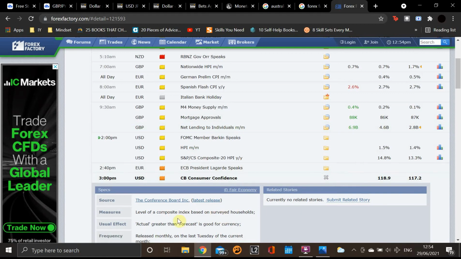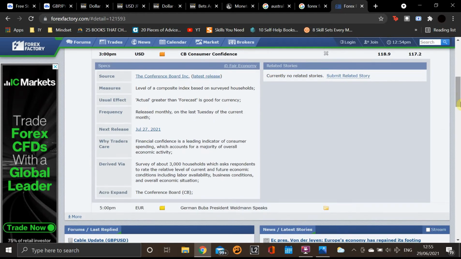Level composite index based on surveyed households. Usual effect, actual greater than forecast is good for currency. Frequency, released monthly on the last Tuesday of the current month. Next release is July 27th, 2021. Consumer confidence is a leading indicator of consumer spending, which accounts for the majority of overall economic activity. Survey of about 3,000 households, which asked respondents to rate the relative level of current and future economic conditions, including labor availability, business conditions, and overall economic situation.